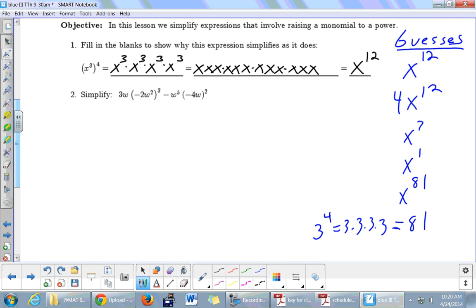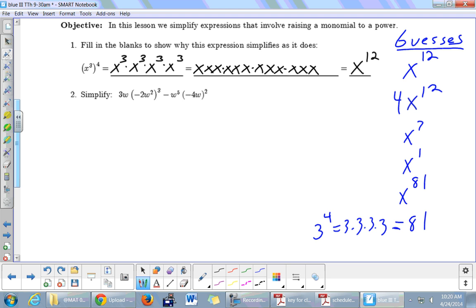Okay, so what's the shortcut? What do you do with the powers? To get 12, we got to multiply the 3 and the 4, right? Yes, but this is a perfect reason for not trying to implement any shortcut because it's so easy to get it wrong. So just write them out.